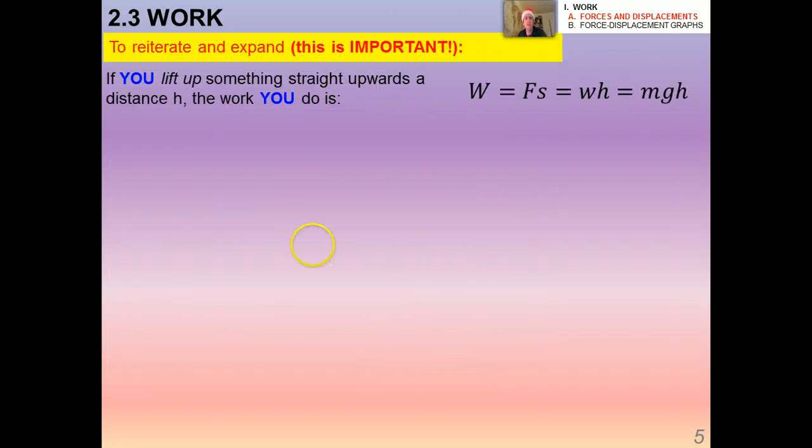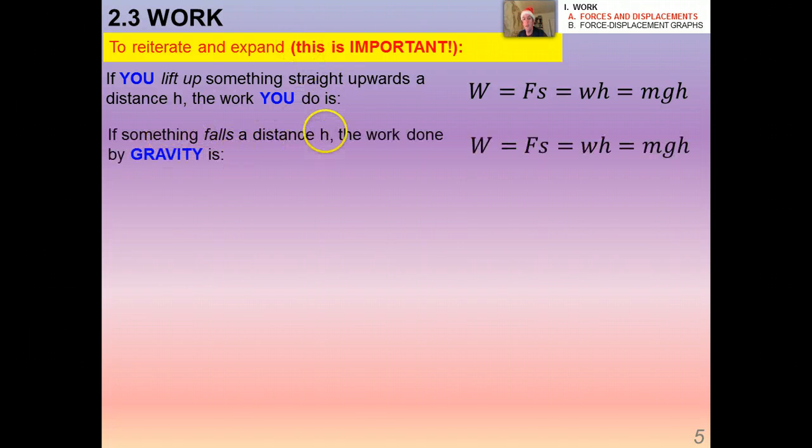To expand and reiterate, if you lift something straight upwards a distance h, the work you do is mgh. If you bring it back down to exactly where it started, it turns out you've done no work because your displacement is then 0. If something falls a distance h, the work done by gravity is also mgh, and it's actually negative mgh in this sense because it's opposed to the work that you do on it.